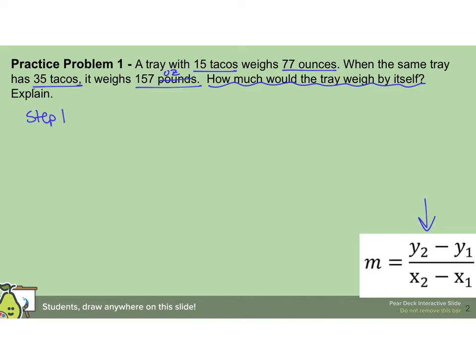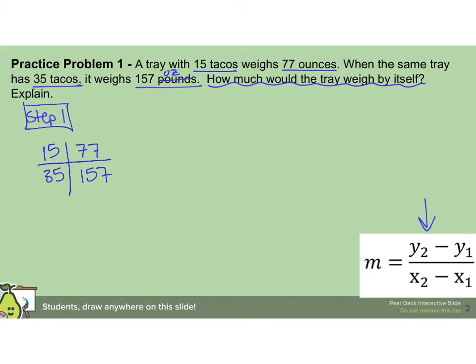There we go. So the 2 ordered pairs, there's only 4 numbers in the problem, and those 4 numbers make up your 2 ordered pairs. I'm going to go ahead and put mine in table format. First ordered pair is 15 tacos, 77 ounces. Second ordered pair is 35 tacos, 157 ounces.